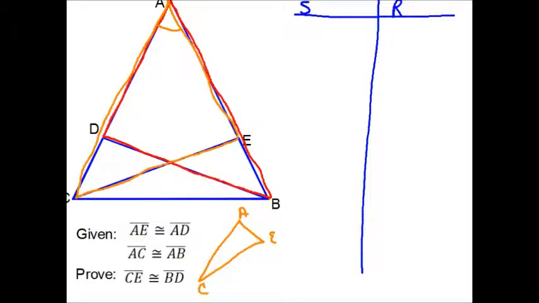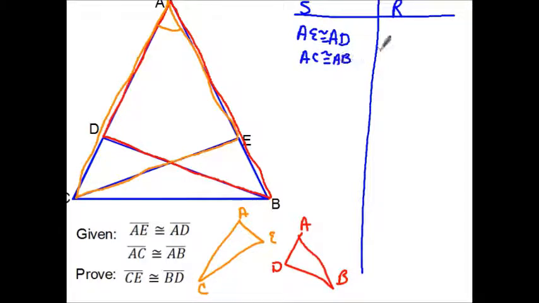In my red triangle, I had A, B, and D. And let's list those statements and reasons. So for my statements and reasons, for my givens, I had AE was congruent to AD, and AC is congruent to AB. Both of those were given to me.